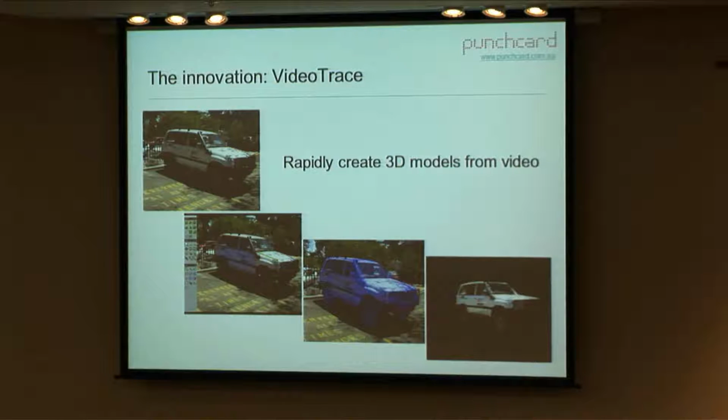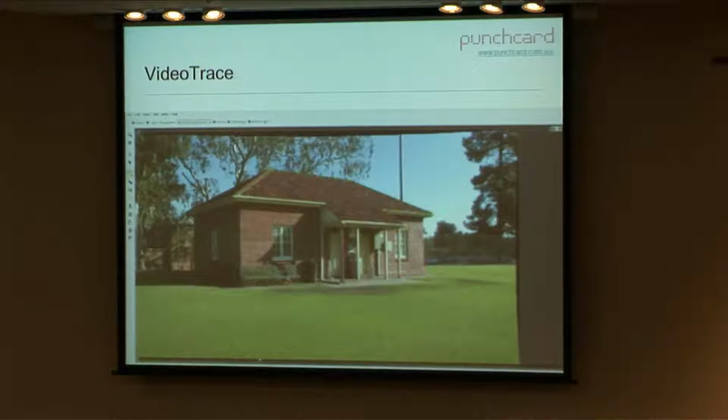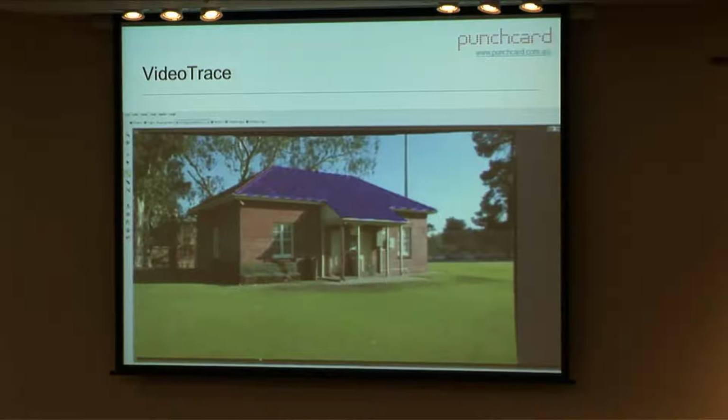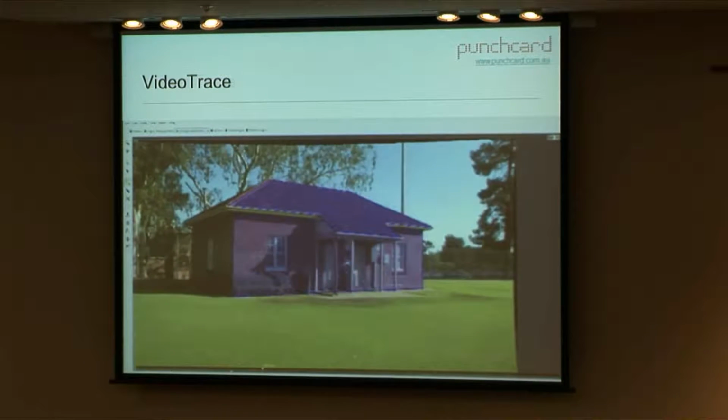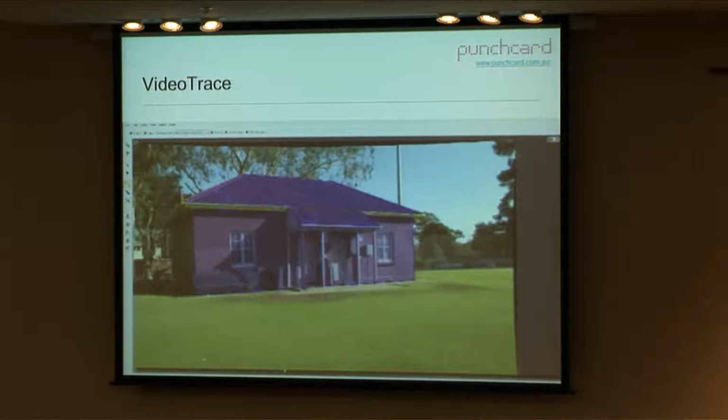VideoTrace is a system for rapidly and easily creating 3D models of objects from video. You simply trace over frames of the video and extract a 3D model. This demo shows how quick and powerful the process really is. See how VideoTrace translates simple tracing interactions on the screen into components of the 3D model? It's this combination of automated and manual modelling that's central to this innovation, and it makes it so powerful, yet you still retain full control over the process.